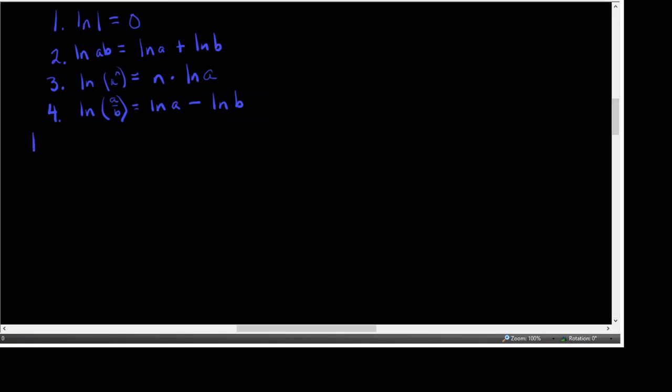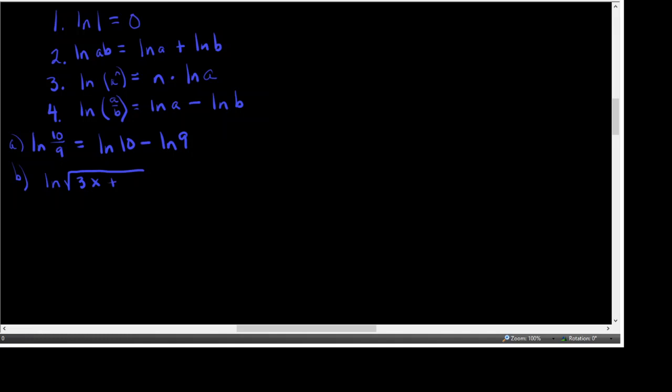The natural logarithm of 10/9, according to number 4, will be the natural logarithm of 10 minus natural logarithm of 9. That was A. B, the natural logarithm of the square root of 3x plus 2.